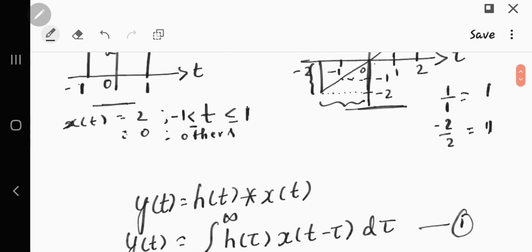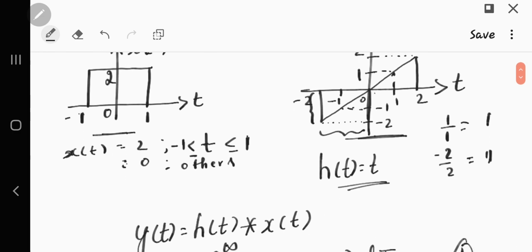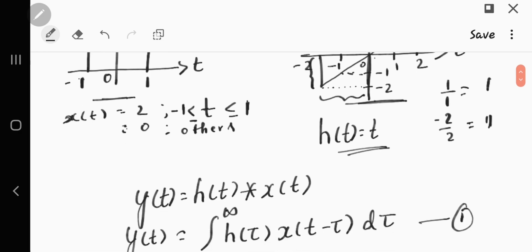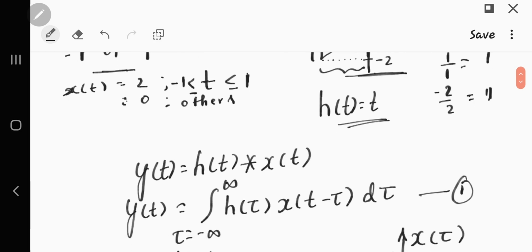Now how do you define unit ramp function? h of t is equal to t. So this is how we define these two signals. Now for performing convolution, I go with y of t is equal to h of t convolved with x of t, which allows me to write the equation in this way: y of t is equal to integral minus infinity to plus infinity h of tau x of t minus tau.